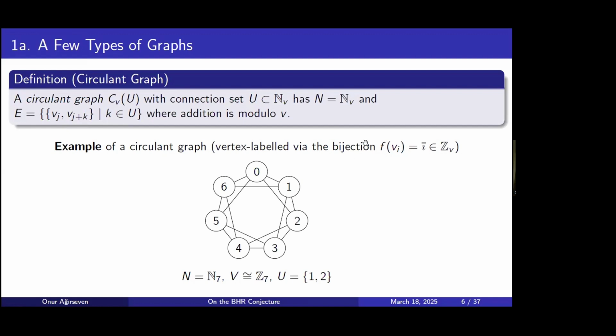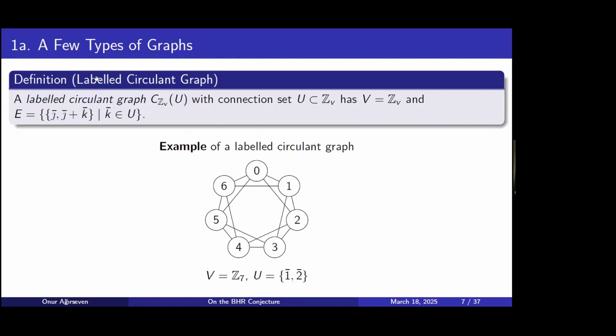And once again, we're doing that vertex labeling. So we're already starting to think of these almost like the elements of Z7 in this particular case. That brings us to this one, the labeled circulant graph, where we say, okay, forget about the lens of labeling. Just say that your V is ZV.